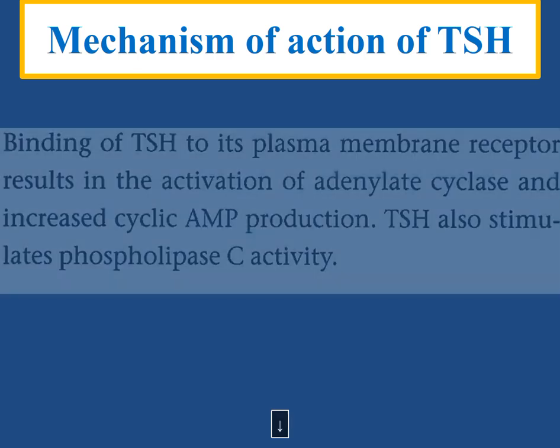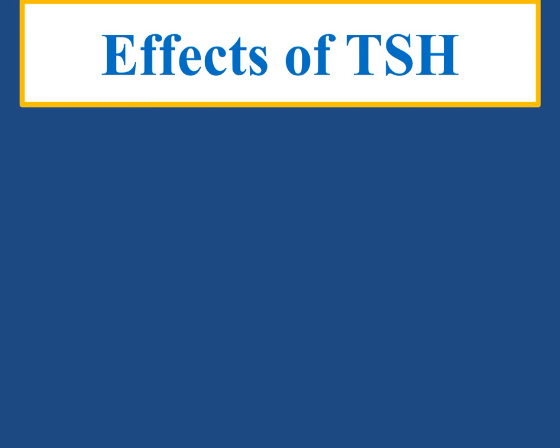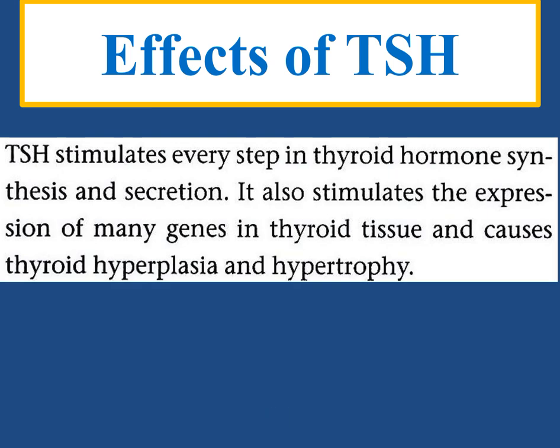Mechanism of action of TSH. Binding of TSH to its plasma membrane receptor results in the activation of adenylyl cyclase and increased cyclic AMP production. TSH also stimulates phospholipase C activity. And effects of TSH. TSH stimulates every step of thyroid hormone synthesis and secretion. It also stimulates the expression of many genes in thyroid tissue and causes thyroid hyperplasia and hypertrophy.